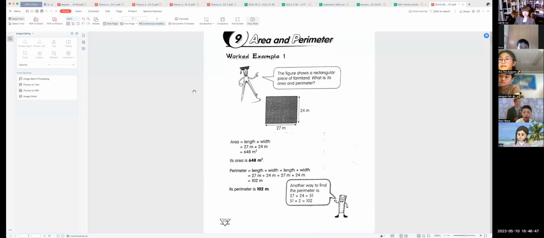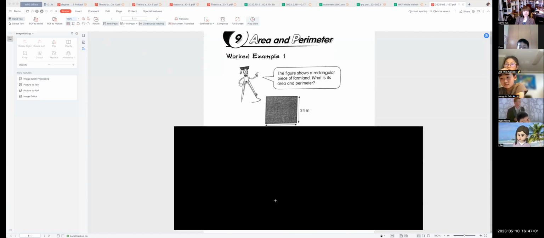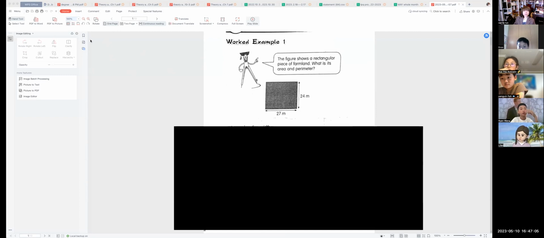Okay, so the figure shows a rectangular piece of farmland. What is its area and its perimeter? I'm going to block the answer. Okay, so please tell me how to do it. After you finished, please send it to me by chat. I think this one's pretty easy. Is it area and perimeter? Yeah. Okay.